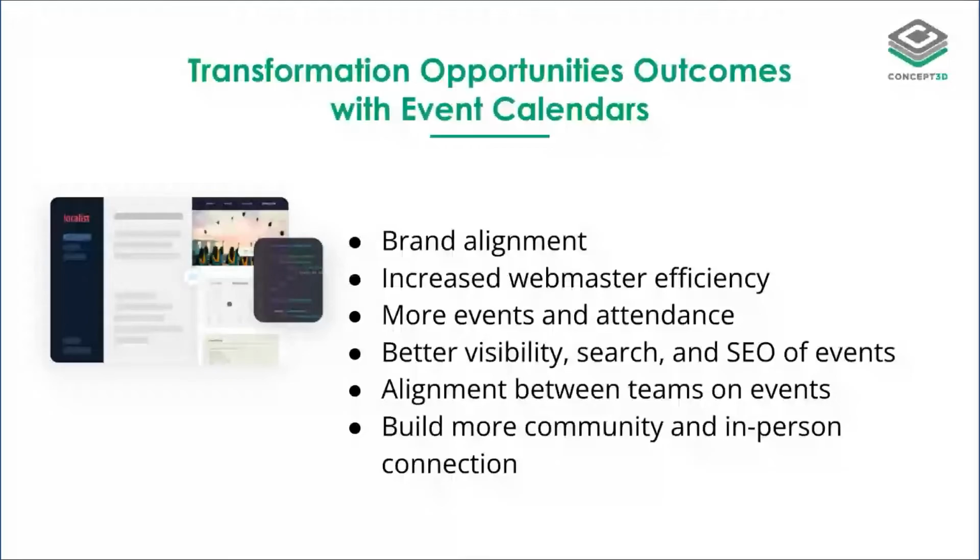And by fixing a lot of the issues we just spoke about, even just those first 3, there's a lot of opportunities and outcomes that come with fixing those challenges. And so one of those is brand alignment. Another one is increased webmaster or whoever's admin's efficiency, right? You save time, you save headaches, you reduce that burden. From the student perspective and from the school perspective, you'll see more events and more attendance because now everything works properly. Another one is for the student perspective or user perspective, you have better visibility, search, and SEO of events.